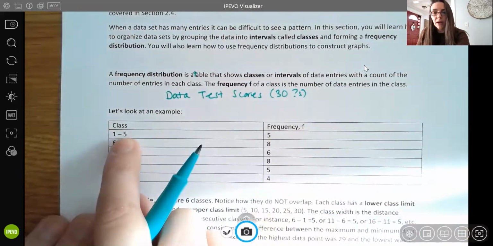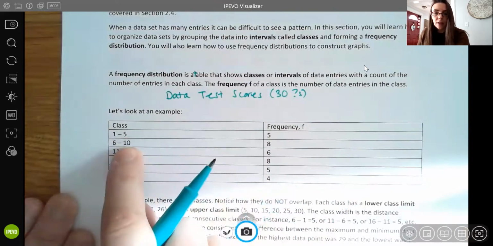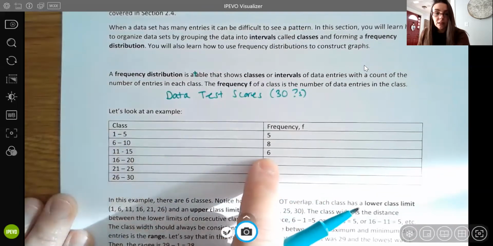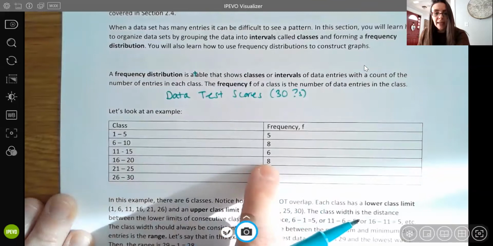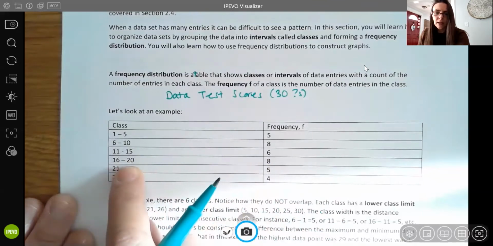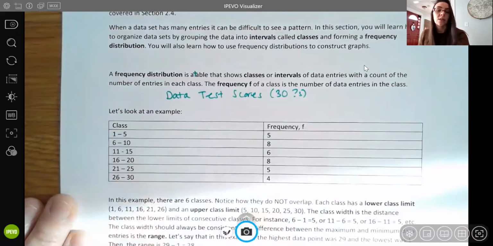and 5 questions correct. 8 students had between 6 and 10 questions correct. 6 students had between 11 and 15 questions correct. 8 students between 16 and 20. 5 students between 21 and 25, and 4 students did very well. They had between 26 and 30 questions correct. Okay, just as an example.